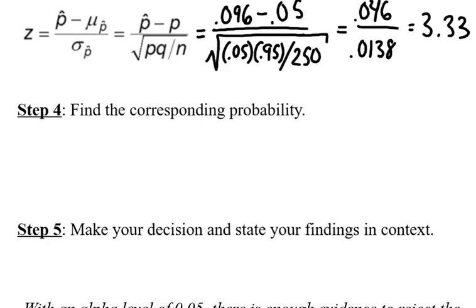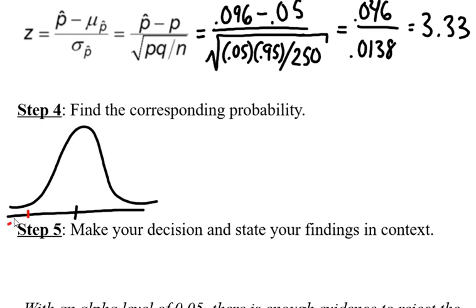Find the corresponding probability. Maybe we should first draw the distribution. This is going to be a two-tailed test because it's a not equal to. So we've got negative 3.33 and positive 3.33. We want the probability of being in either one of these because it just said not equal to. So let's find one of them. That'd be normal.